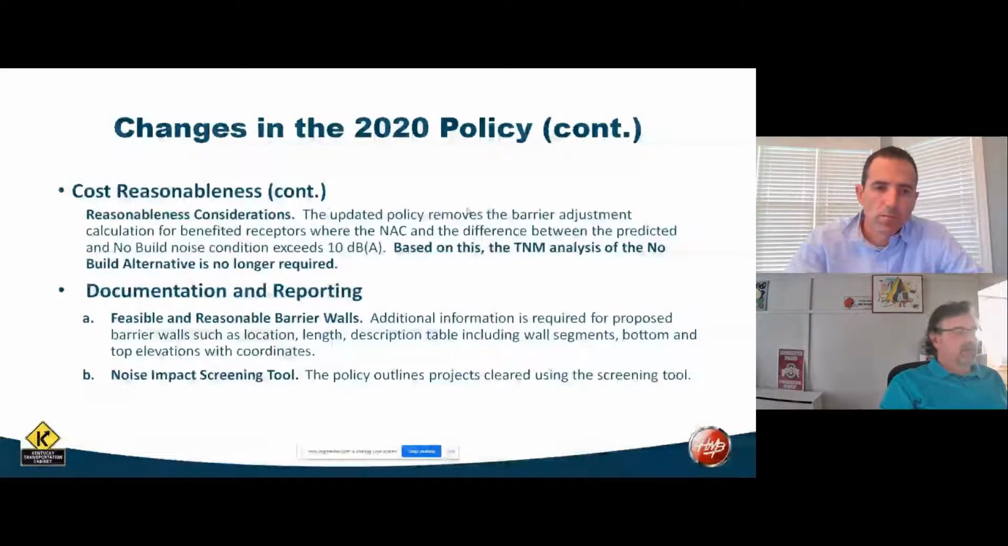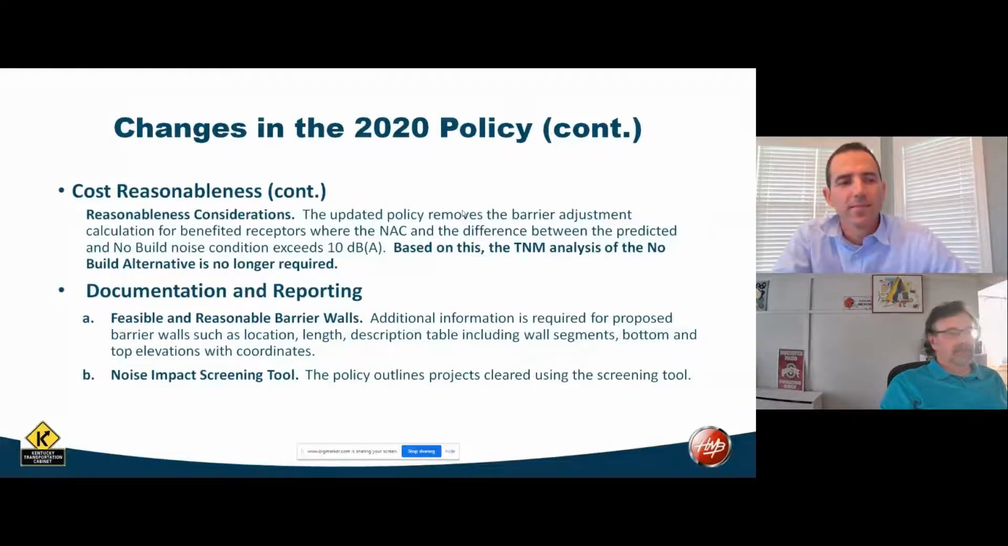Documentation and reporting, feasible and reasonable barrier walls. Additional information is required for proposed barrier walls, such as location, length, description, and a table including wall segments, bottom and top elevations with coordinates. Once again, most reports I've read already included all that, but it's now a requirement. And noise impact screening tool. Policy outlines projects cleared using the screening tool.